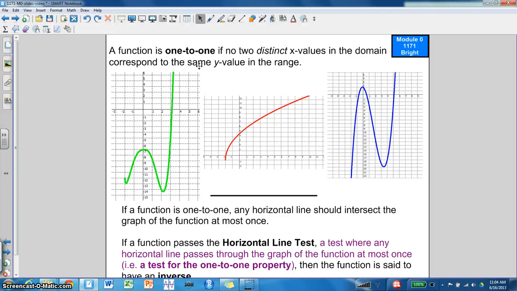Okay, and today we're going to talk about inverse functions, but before we get there, we need to develop some tools to be able to use to describe inverse functions. So the first tool that we need is a special property called the one-to-one property.